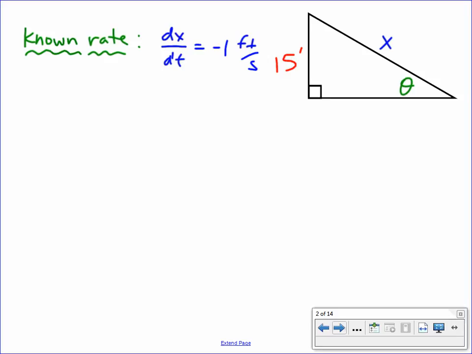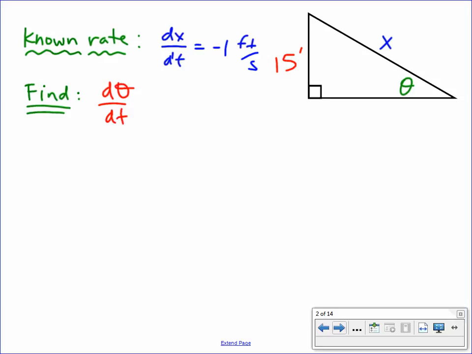Great. So raise your hand if you have dx/dt equals negative 1 feet per second. Great. Next up, my rate that I'm trying to find. So what are we trying to find? Go ahead and tell the class when I call on you. Sydney, don't get down on yourself. I believe in you. So what are we trying to find, Courtney? d theta/dt. Good. So we're trying to find d theta/dt.